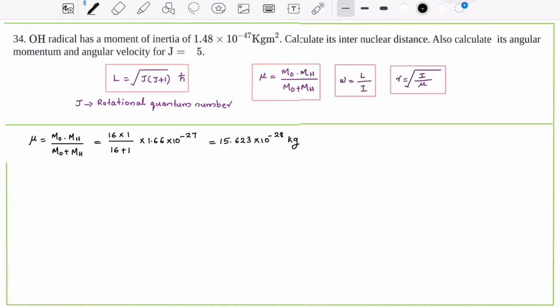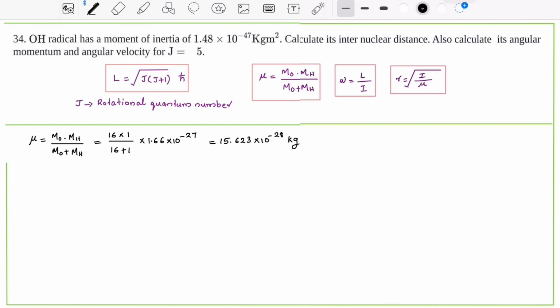The next problem is: OH radical has a moment of inertia 1.48 into 10 raised to minus 47 kilogram meter square. Calculate its internuclear distance. Also calculate its angular momentum and angular velocity for J is equal to 5. In the present problem, OH radical is given. We have to calculate its internuclear distance and angular momentum and angular velocity for J is equal to 5.